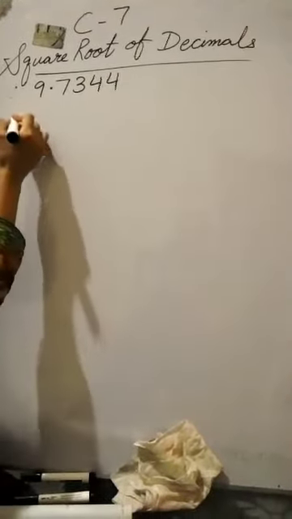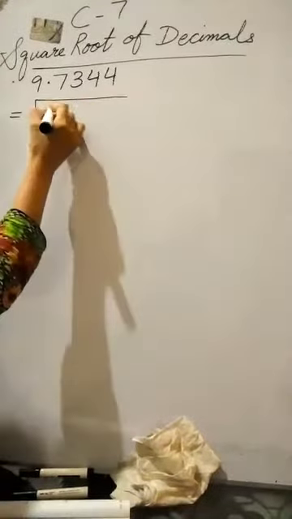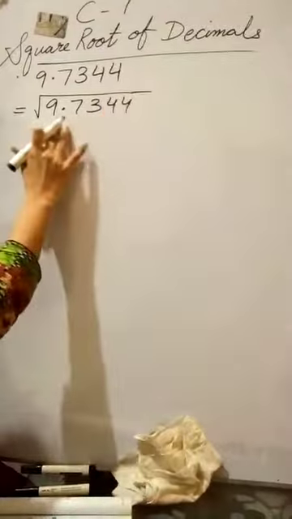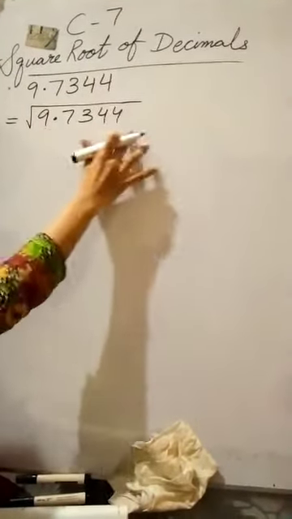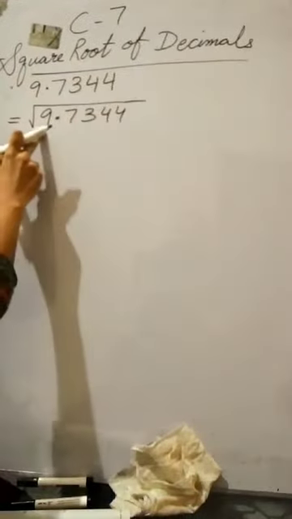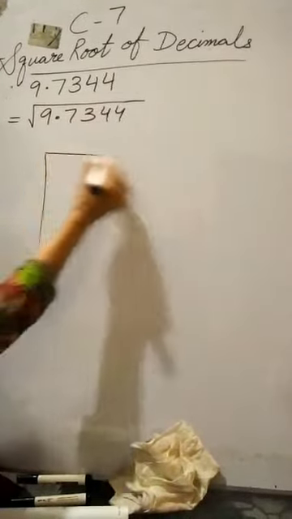Today we will start the topic square root of decimal. So first of all we will take the square root of our value 9.7344. We need to understand the concept of decimal and the whole values. Decimal separate the decimal places and the whole value. Now draw the radical sign.